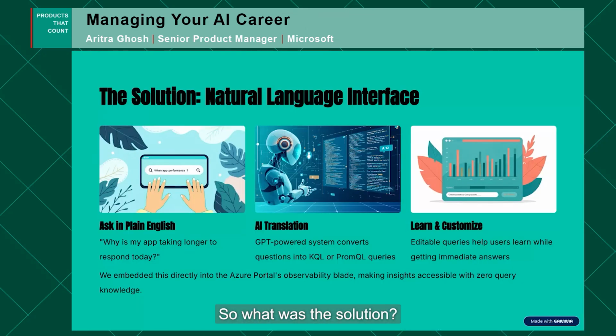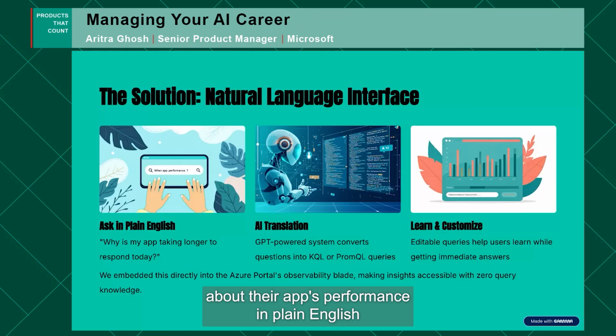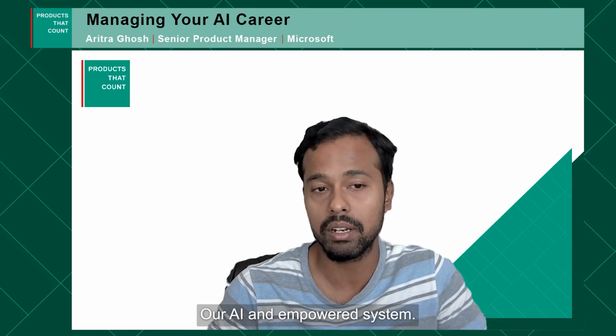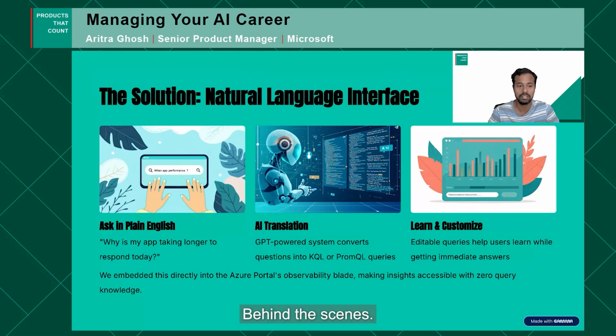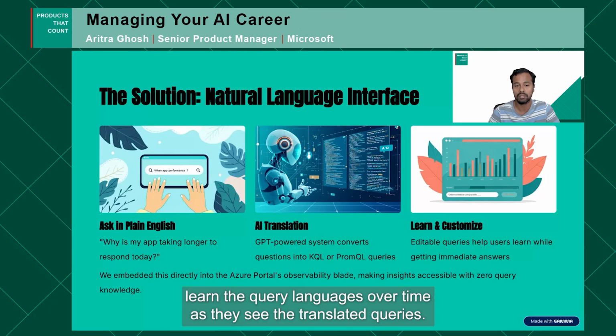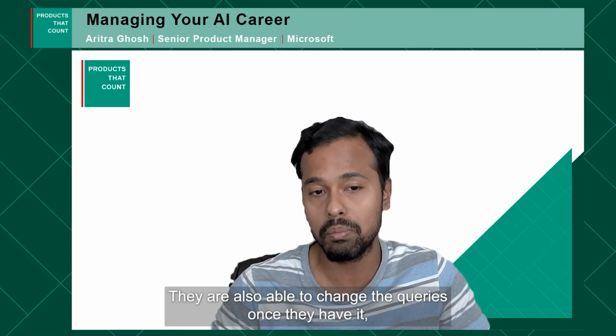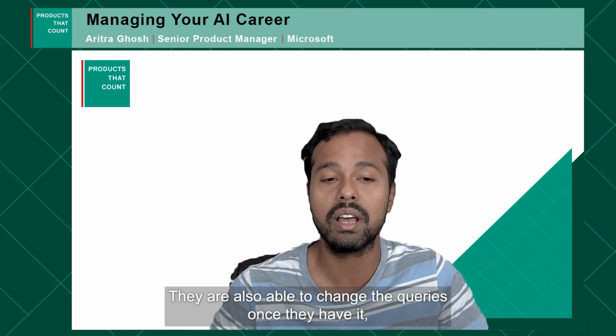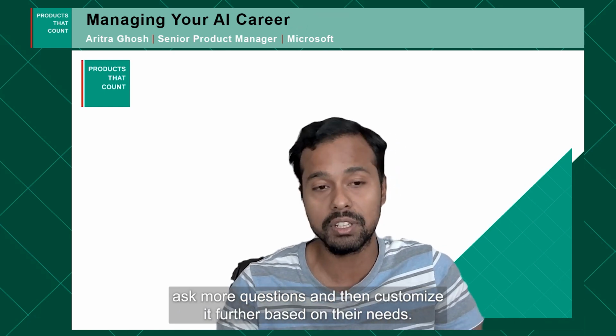So, what was the solution? A natural language interface. This interface allows users to ask questions about their app's performance in plain English without needing to know complex query languages. Our AI and LLM powered system translates the natural language questions into appropriate Kusto query language or Prometheus query language behind the scenes. This makes it easy for users to get the insights they need while also helping them learn the query languages over time. As they see the translated queries, they are also able to change the queries once they have it, ask more questions, and then customize it further based on their needs.